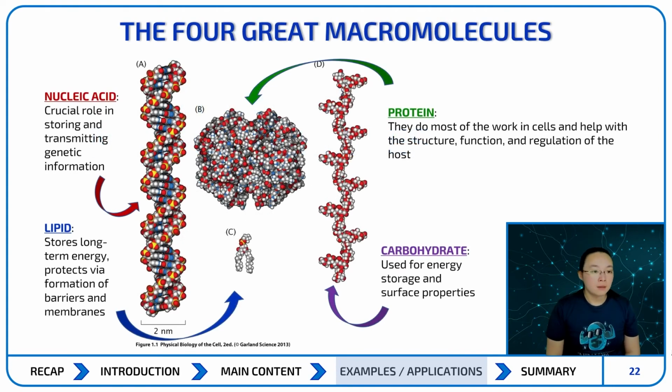Okay, so the four great macromolecules. This slide is a slide that I present all the time when I talk about the different macromolecules. The four of them, just know their names and know their function. So with nucleic acids here, their main function is to store and transmit genetic information. Just think of DNA and genetic info to remember that. Then you have lipids. So this is a phospholipid with two tails. But in general, lipids are going to store long-term energy. It protects via formation of barriers and membranes, so it does play a role in protection.